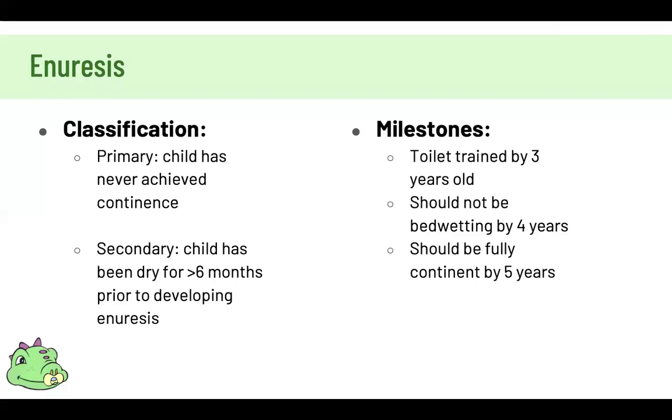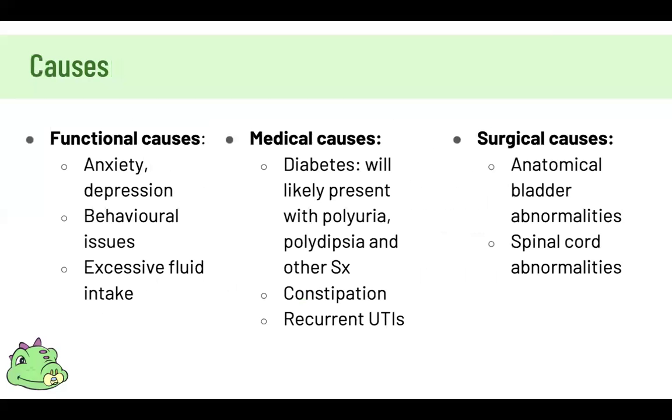So children are normally toilet trained by the age of 3 years old. By 4 years, they shouldn't be bedwetting anymore. And by 5 years, they should essentially be fully continent. So if they're not meeting any of those milestones, then you would have to start considering maybe there's something going on here. The causes can be split up between functional, medical, and surgical.